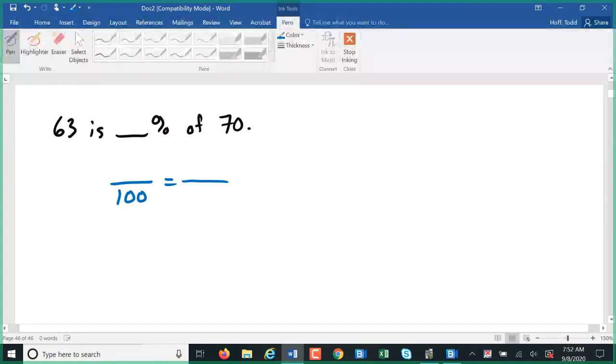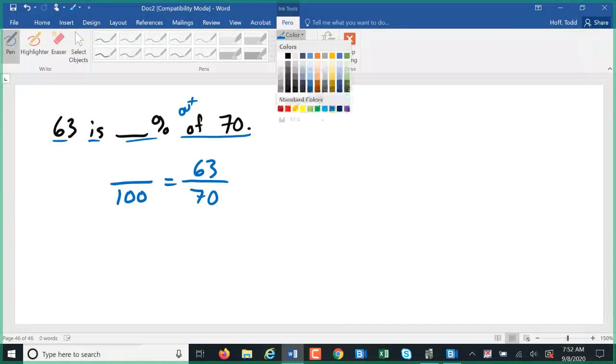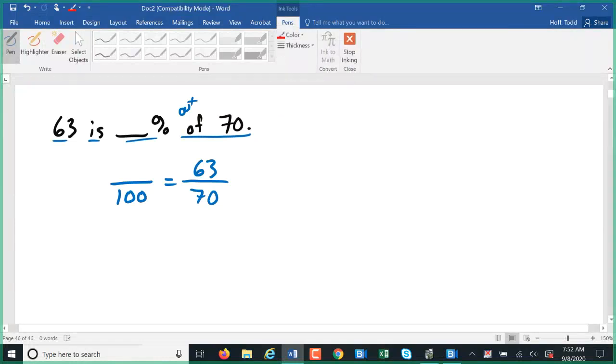And now we match things up. 63 is blank percent. That implies the 63 matches up with that missing percent. So that goes on top. On the other side, once again, of 70 can be read as out of 70, implying the 70 goes on bottom. Now, once again, the missing piece is in a different spot, but the process is still exactly the same.